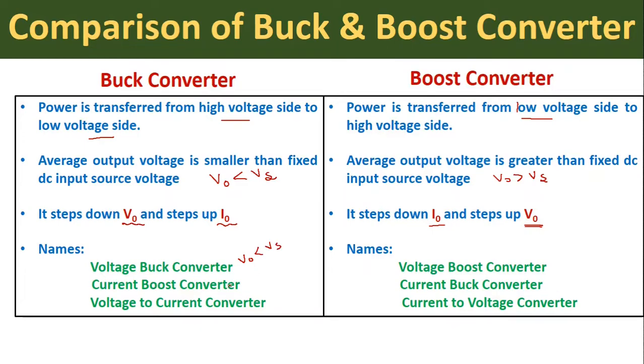This circuit is also called as current boost converter because the load current will be greater than the source current here. It is also called as voltage to current converter because the inductor is present at the output side in the buck converter. The names of the boost converter are: boost converter is also called as voltage boost converter because the output voltage V0 will be greater than the input source voltage Vs. It is also called as current buck converter because here in this circuit the output current will be smaller than the source current. It is also called as current to voltage converter because in the boost converter the inductor is connected in the input side, as we have seen in the circuit diagram.